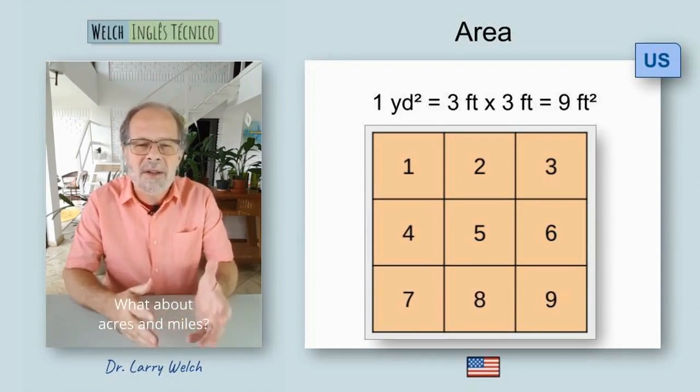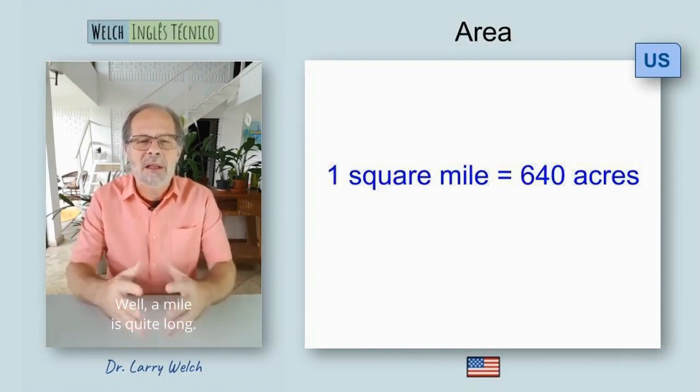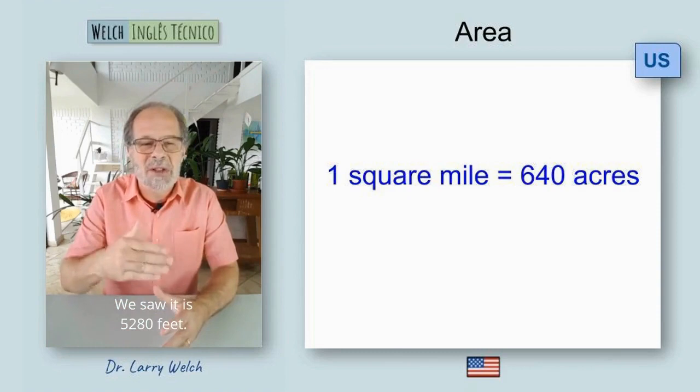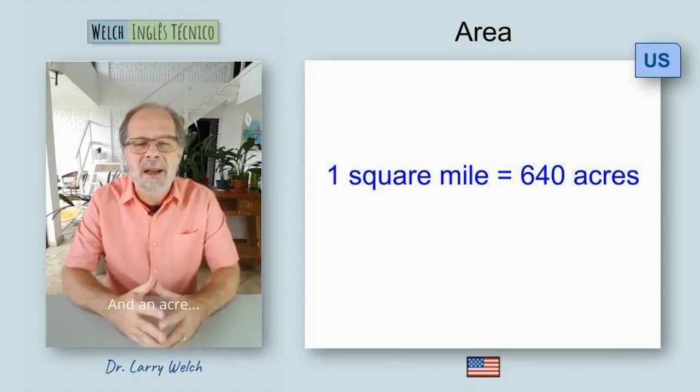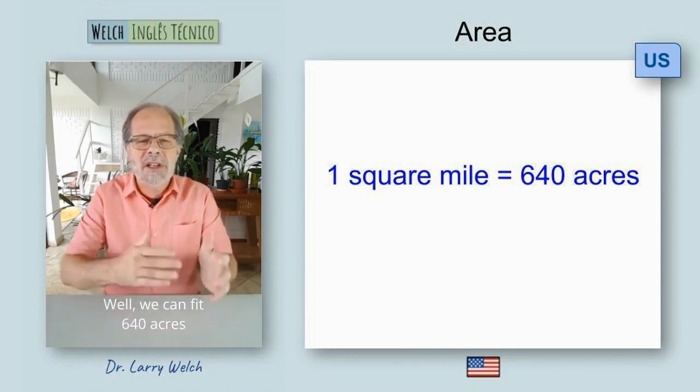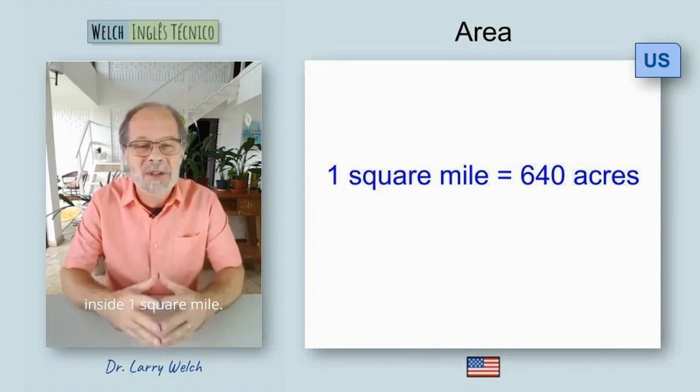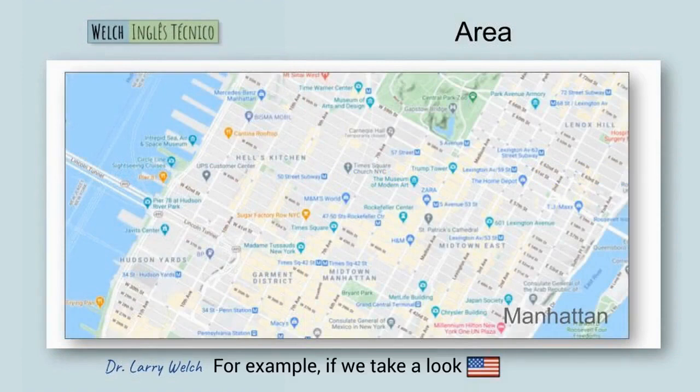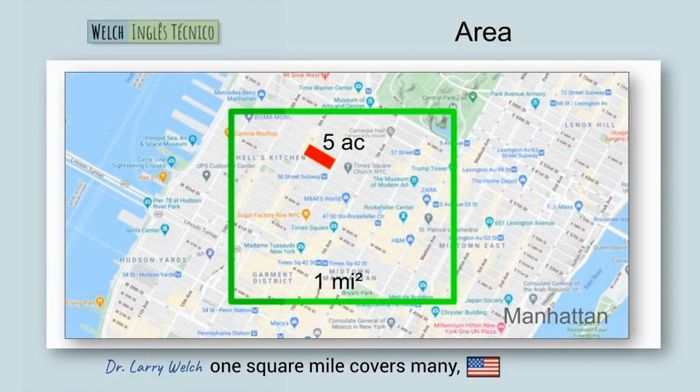What about acres and miles? Well, a mile is quite long. We saw it as 5,280 feet. And an acre, well, we can fit 640 acres inside 1 square mile. For example, if we take a look at this map of New York City, downtown Manhattan, the area around Times Square, we can see that 1 city block covers about 5 acres. On the other hand, 1 square mile covers many, many, many city blocks.